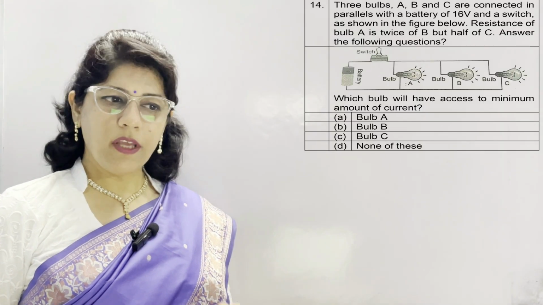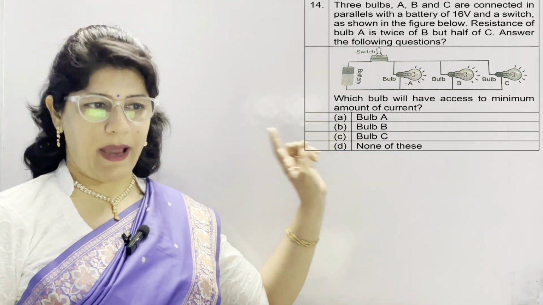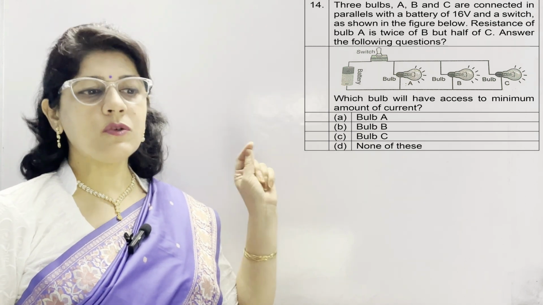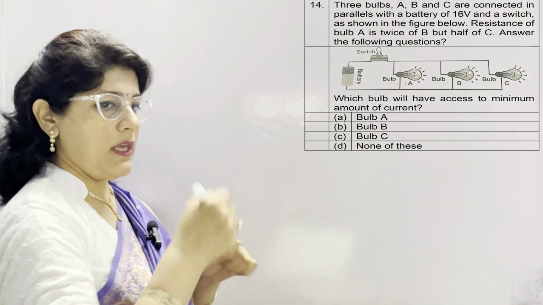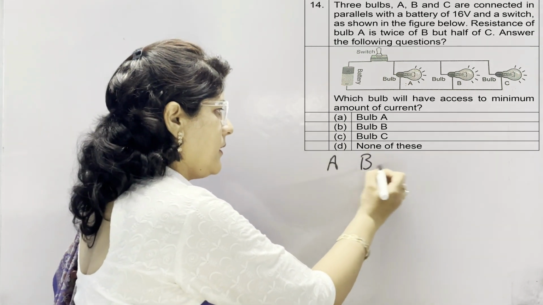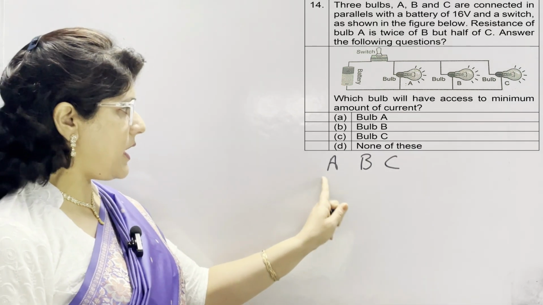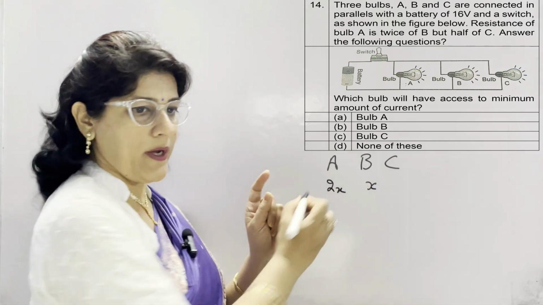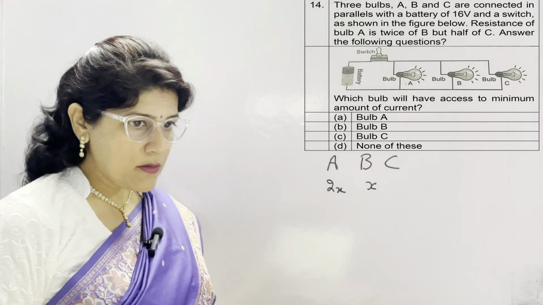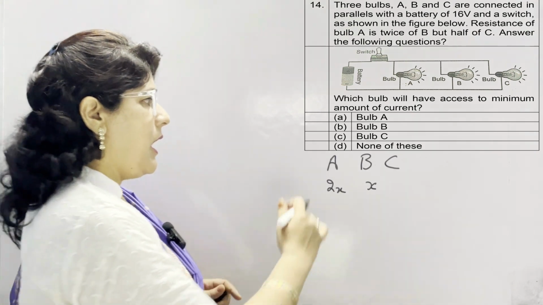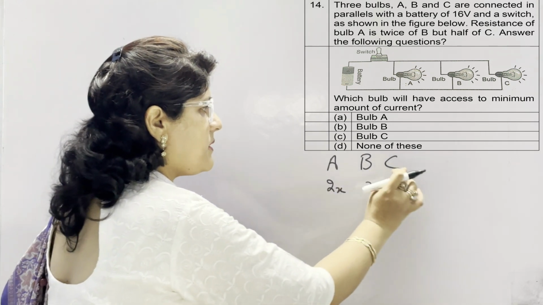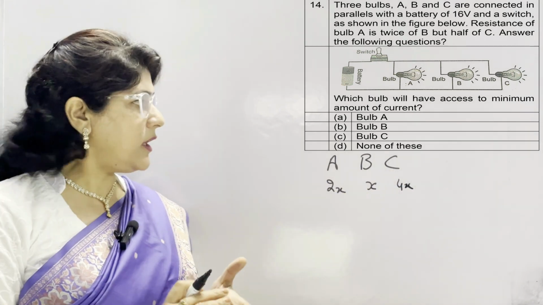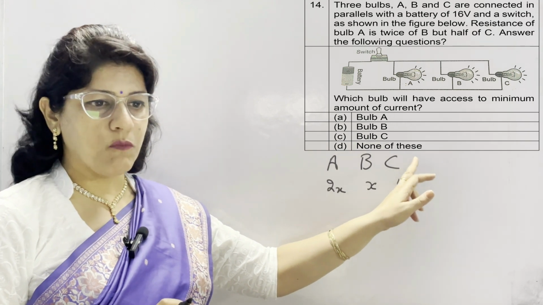In question number 14, three bulbs A, B and C are connected in parallel with a battery of 16 volt and a switch as shown in the figure. The resistance of bulb A is twice that of B. It means if the resistance of B is X, then the resistance of A is 2X. And then it is further given that A is twice B but half of C. Half of C means A is half of this much. So the resistance of C is 4X. Only then will half of this be 2X, the resistance of A. So the overall resistance of bulb C is more than these two.